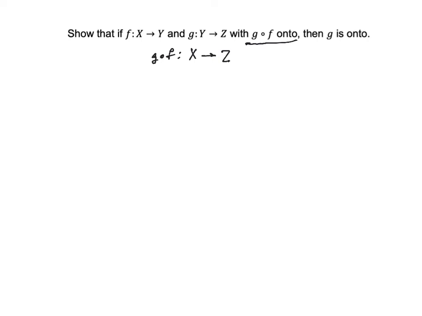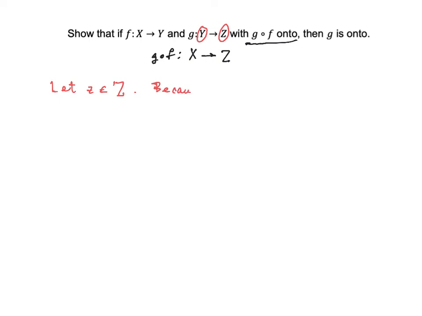Okay, so how do we get started on this proof? So we want to show that g is onto. So that means we need to pick an arbitrary element in the codomain of g and show that it is the output of something in the domain of g. So here's an arbitrary element of the codomain of g. So we're going to let z be in capital Z. So we need to make use of the fact that g circle f is onto. So let's do that right now.